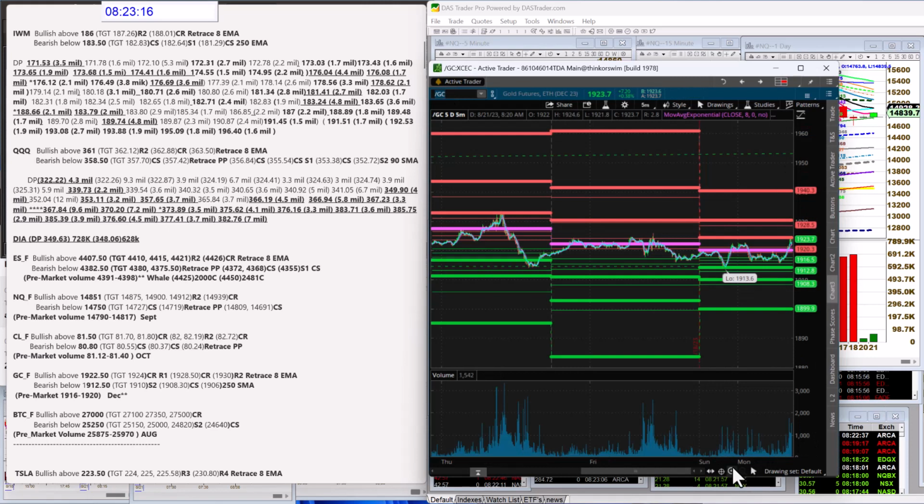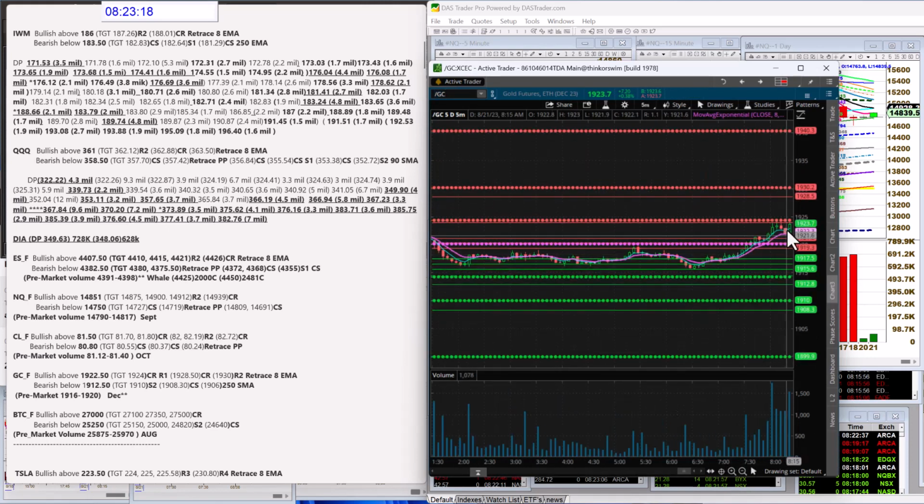Let's check out gold, which is moving up this morning. Yep, we're kind of stuck on R1 here. We'll see if we could break above that. Bullish above 19.22.50 already triggered, but 19.25 is another good level. All right, that's the next level. Bear below 19.12.50.